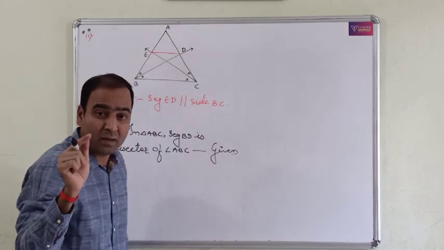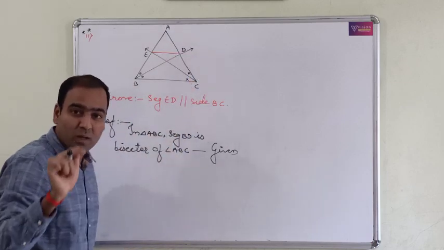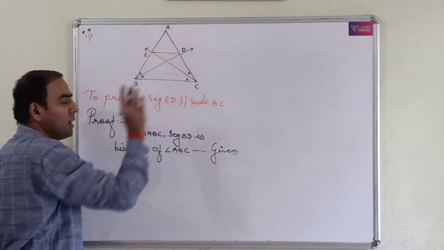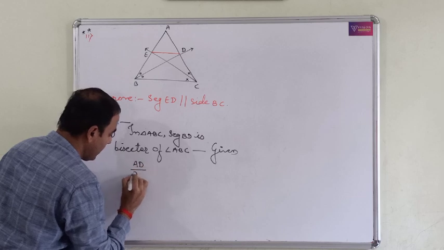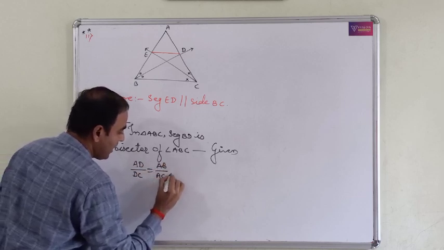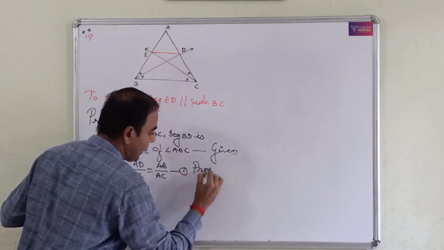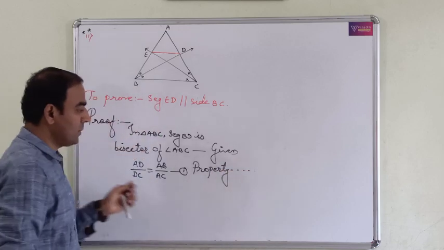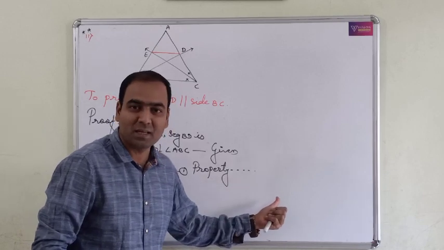That is what we get: AD upon DC is equal to AB upon BC. First statement, reason: property of angle bisector of a triangle. You can write it. Read what I have written here carefully. Property of angle bisector of a triangle.